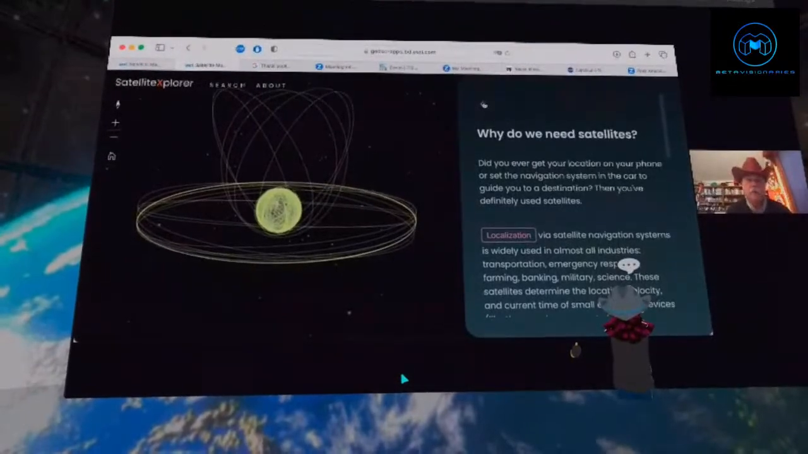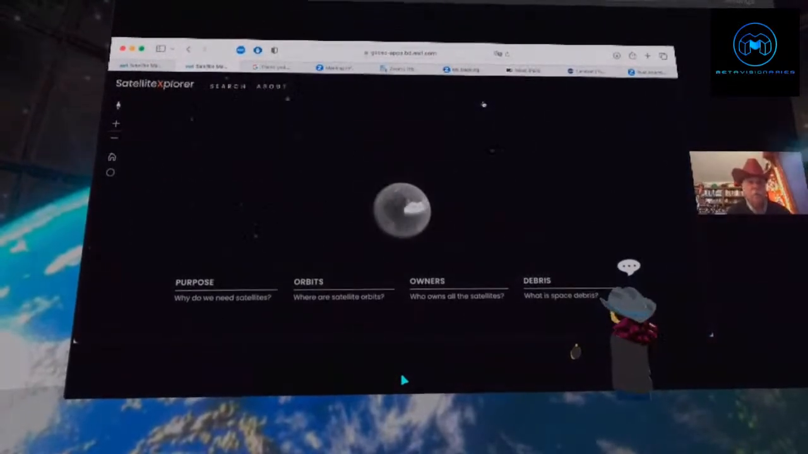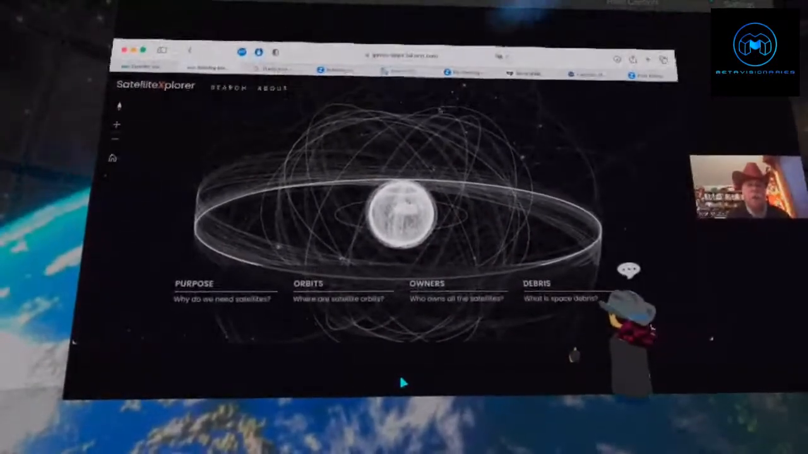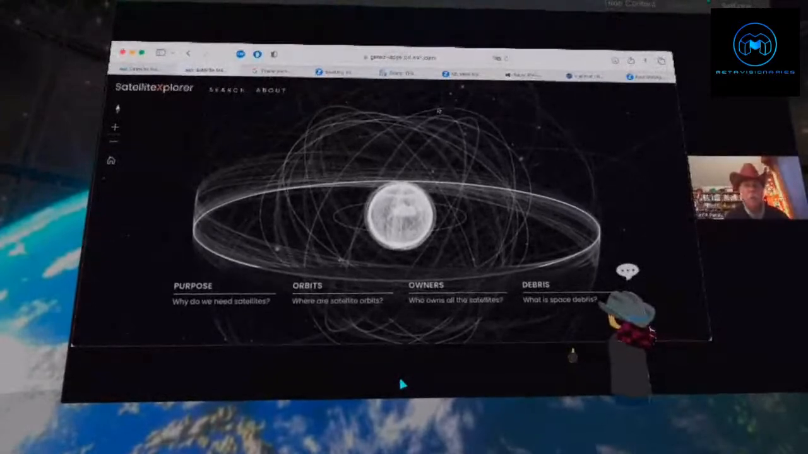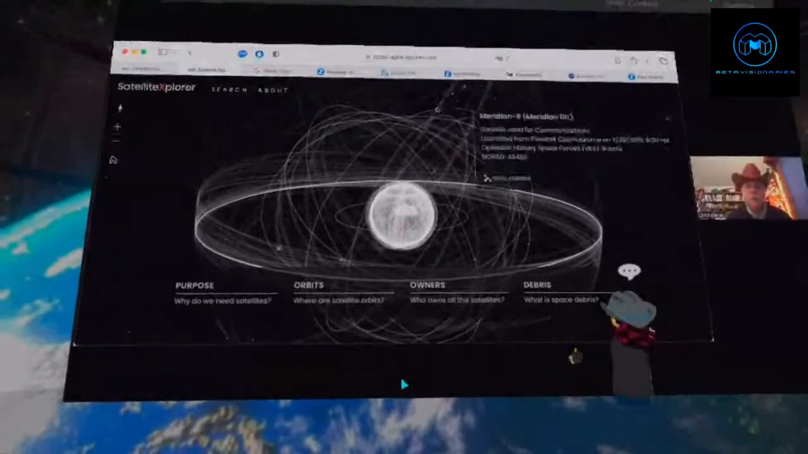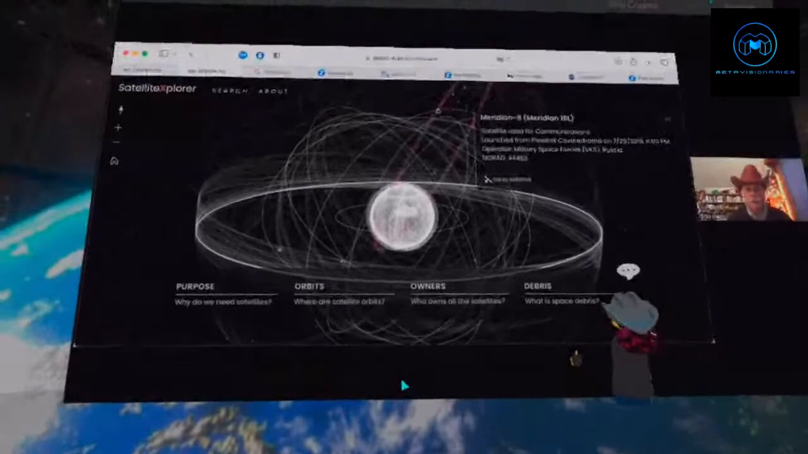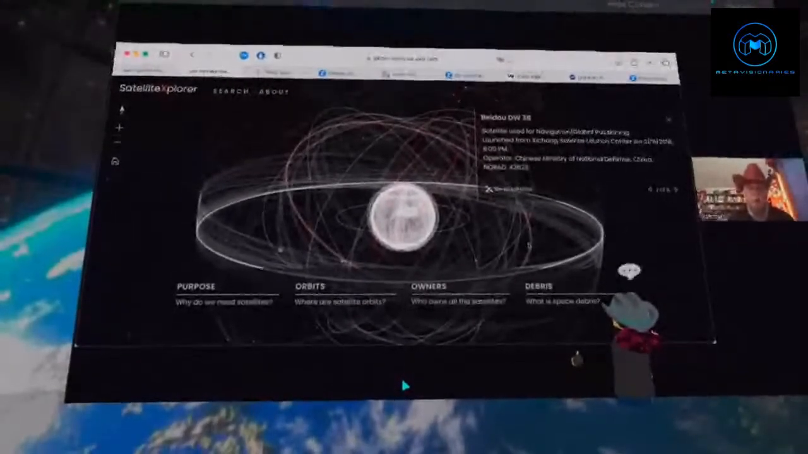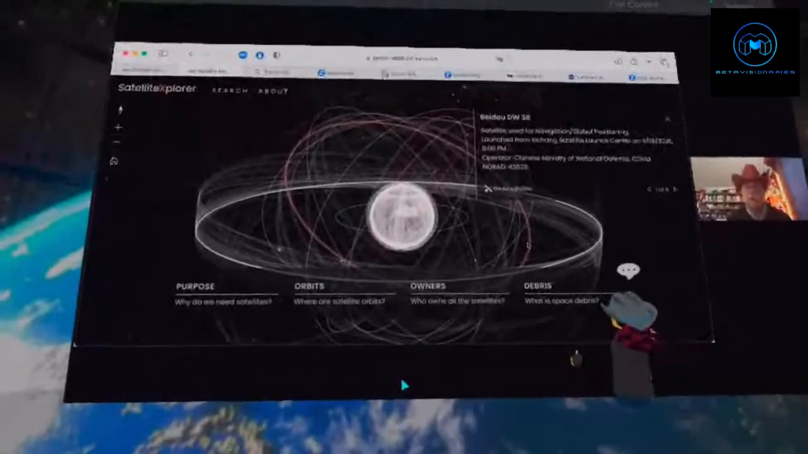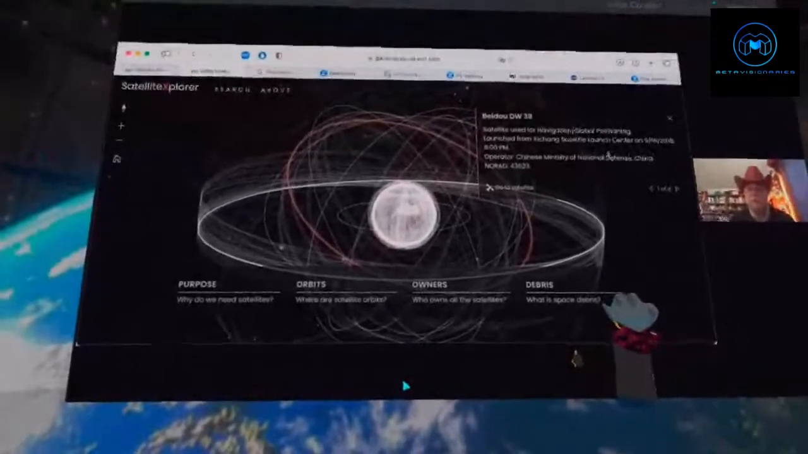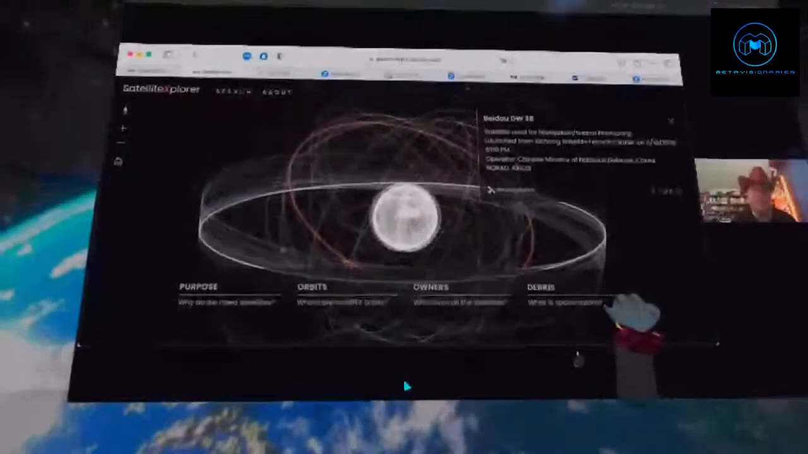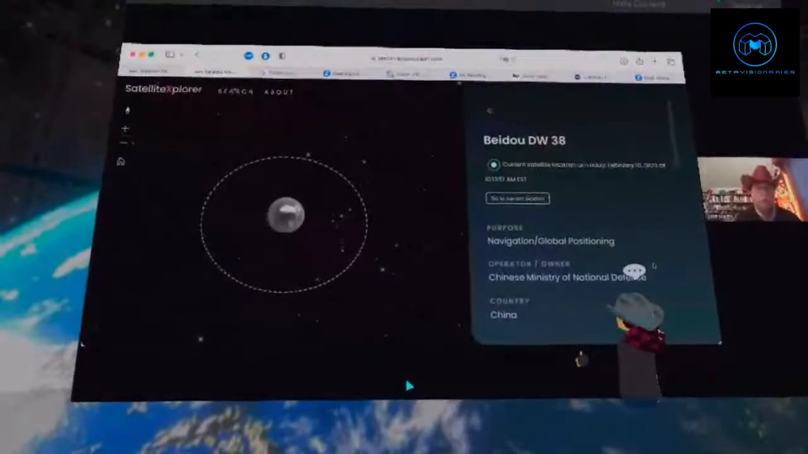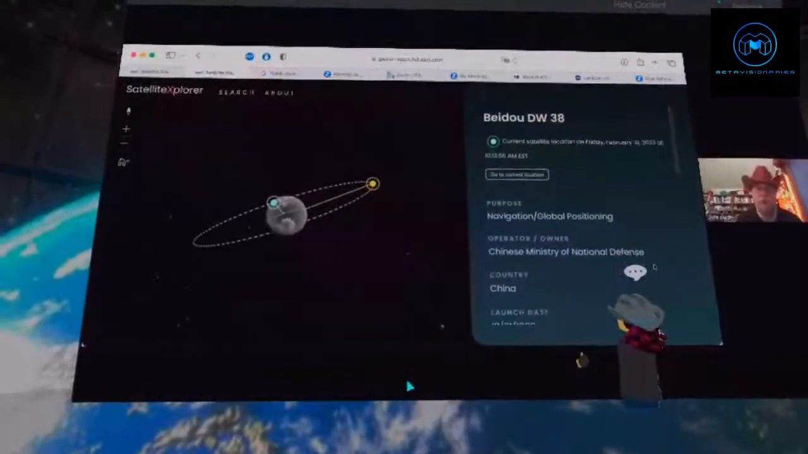And one of the great things about this website, and I hope you will please take some time and play with this, is that you can click on any orbit and it will show you what that satellite is. So we can click on a satellite here. This is one of the Chinese Beidou navigation satellites. It gives us some information about what that is. And if you click on Go to Satellite, it tells you some specific information about it.